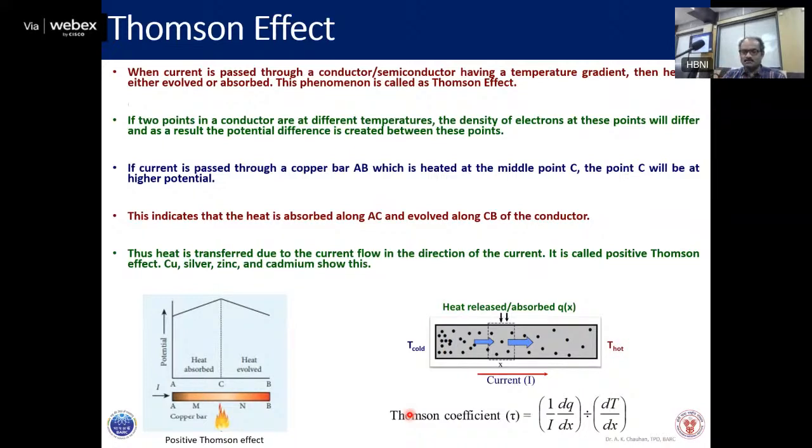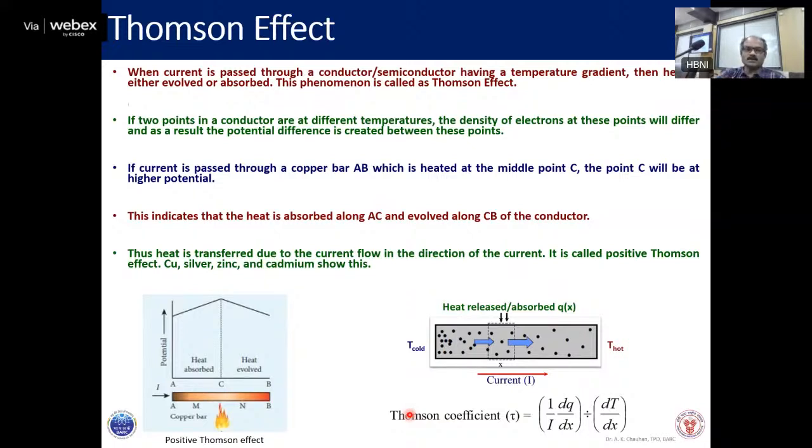So in this also, either the heat will be evolved or it will be absorbed, and this phenomenon is called the Thomson effect. What is the Thomson effect? If you have a semiconductor or a metal which has a temperature gradient, meaning one end is at higher temperature and the other end is at lower temperature, and you try to pass the current, then what will happen? Either heat will be absorbed or heat will be evolved.